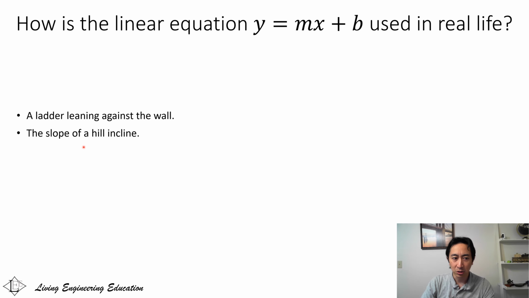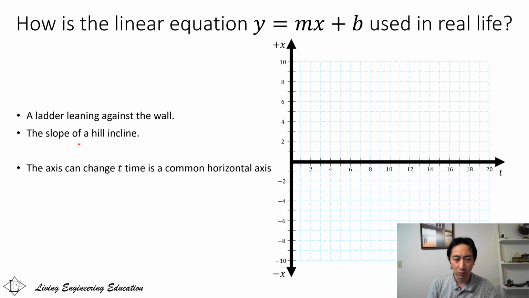Similarly, you can look at the slope of a hill. Inclines are defined by the slope, the rise over run. But a lot of times we're not trying to just look at a physical x position and y position and relate those. We have other things we want to look at.